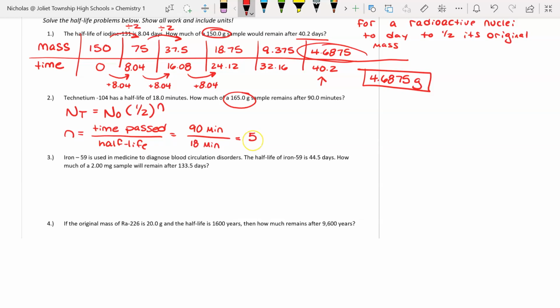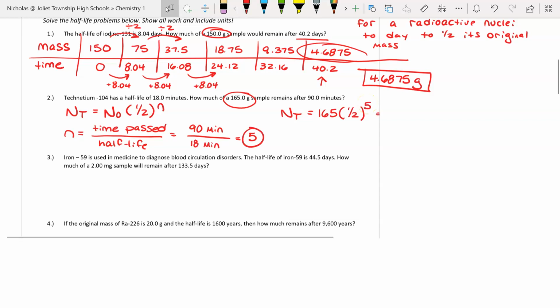That is 5. So I'm going to write out my half-life equation with everything I know. NT equals my original mass, which is 165, (1/2), and then N is 5 in this case. So I'm going to go ahead and punch this into my calculator. 165 times 1/2 to the 5th power gives me 5.15625 grams.